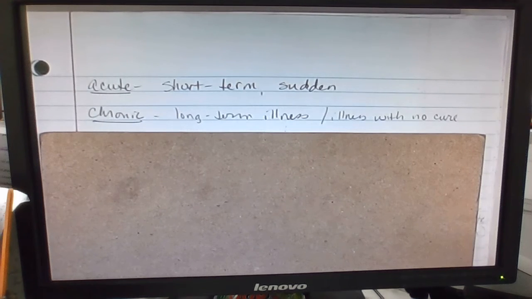Chronic, long-term illness or illness with no cure. So sometimes if you have exposure to pollutants repeatedly over a long period of time, your illness might be chronic.